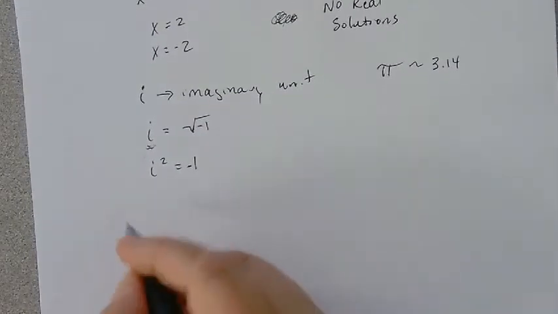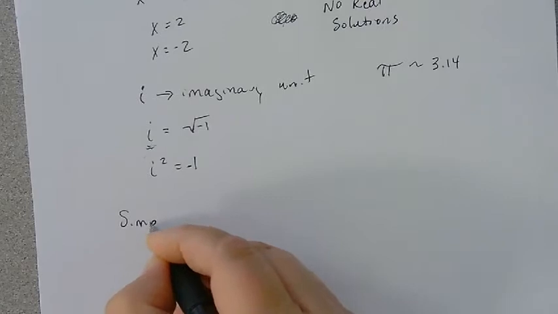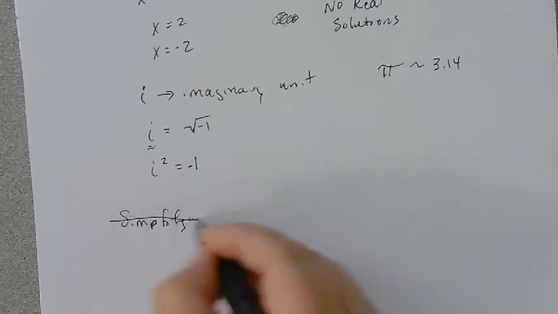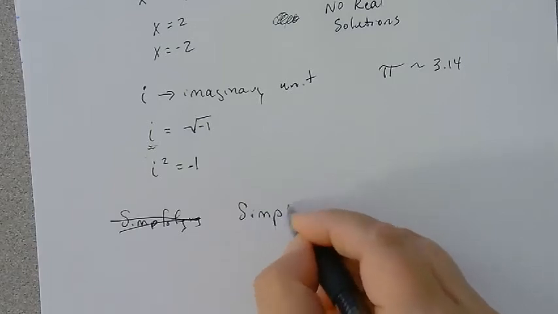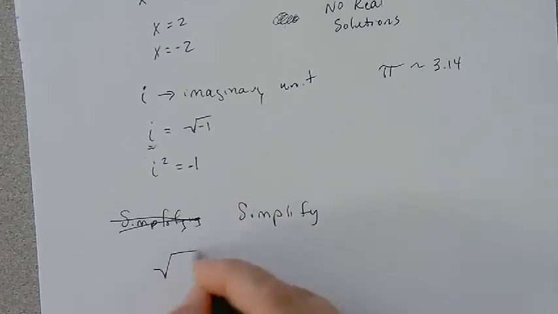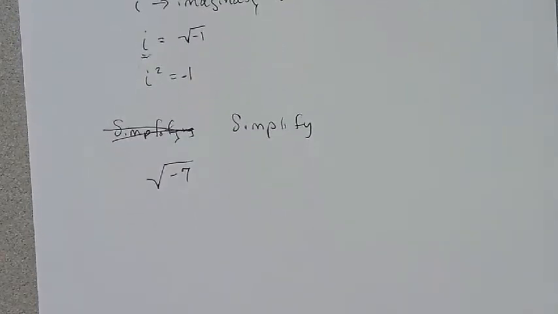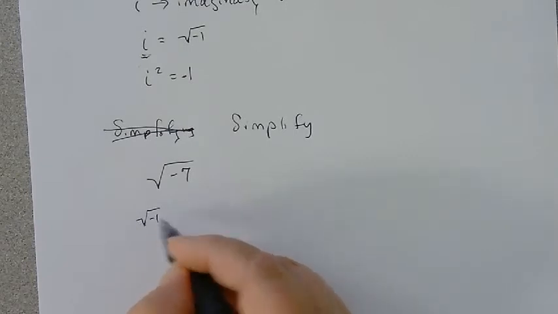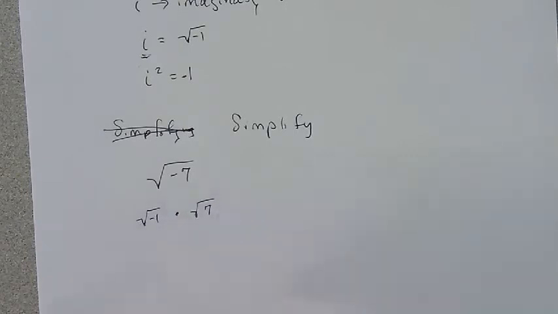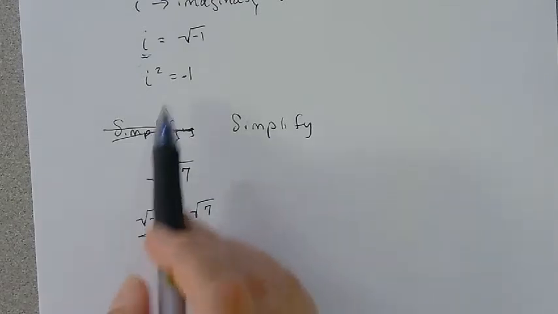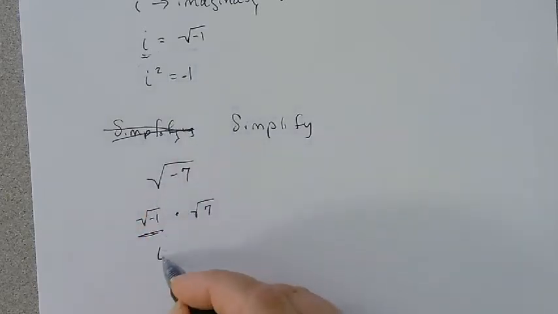So I'll start off by just simplifying. Well, I botched that up. Simplify the square root of negative 7. So the square root of negative 7 really means this: the square root of negative 1 times the square root of 7. And we just learned that the square root of negative 1 means the same thing as i. So I can substitute i where I see the square root of negative 1. The square root of 7 doesn't simplify, so my answer would be i square root of 7.